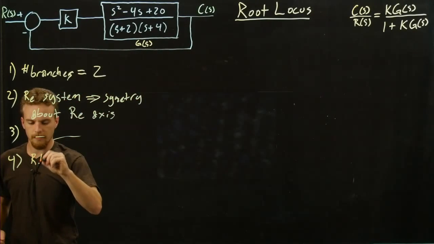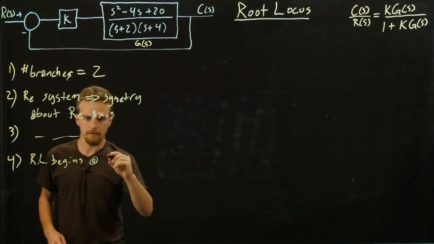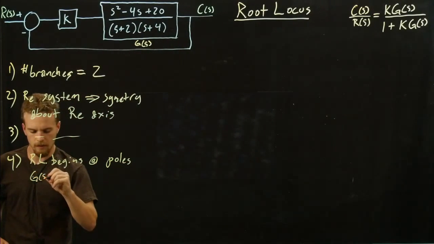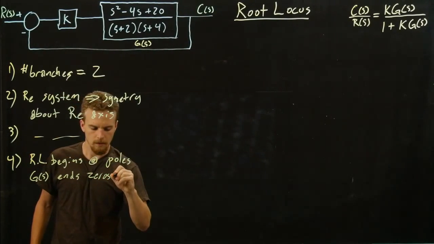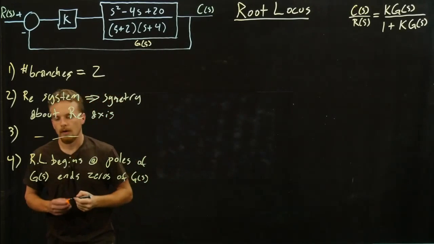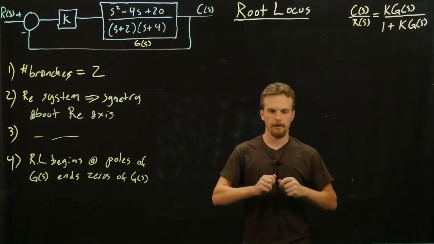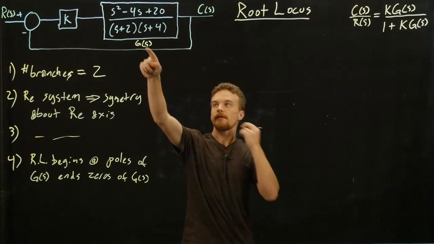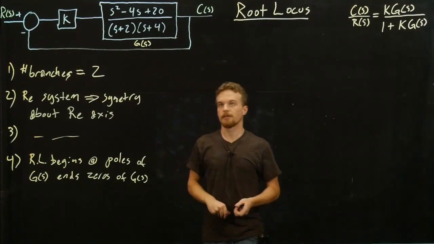So the root locus begins at the poles of g of s, and it ends at the zeros of g of s. Okay, so there's one more rule, but let's actually get started drawing our root locus. Let's see what the poles and zeros of this transfer function are. Well, it's pretty easy to see the poles.